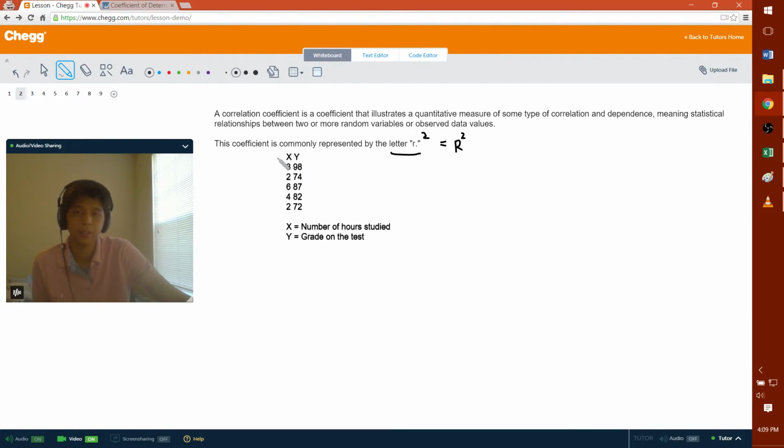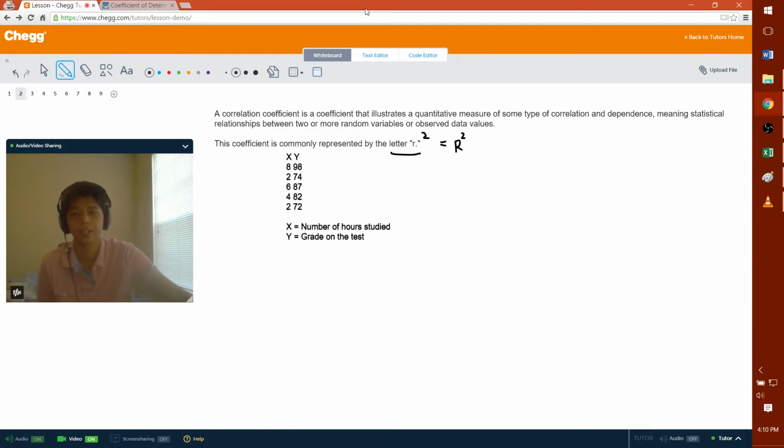So here, let's say we've collected 5 samples of 5 students in your class. And the x's represent the number of hours they studied for the last exam, and the y represents the corresponding grade that person got on the test. So here we have 5 sets of data, right? So 1, 2, 3, 4, 5 people that you sampled. Okay, so let's say we have this data.